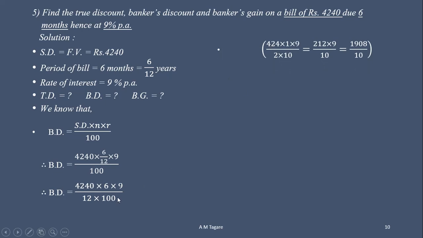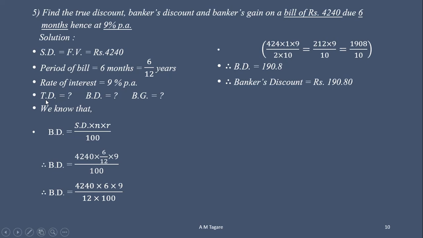Cancelling these zeros, we get 424, 6 2s are 12, 1 into 9 upon 2 into 10. The simplification gives, again dividing here by 2, we get 212 into 9 upon 10, that is 1908 upon 10. This value is equal to, dividing by 10, we get 190.8. So we get banker's discount is equal to 190.8. So banker's discount is equal to rupees 190.80. Now we get value of banker's discount.